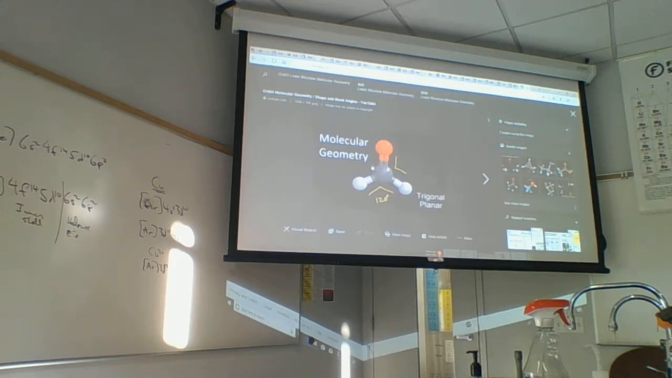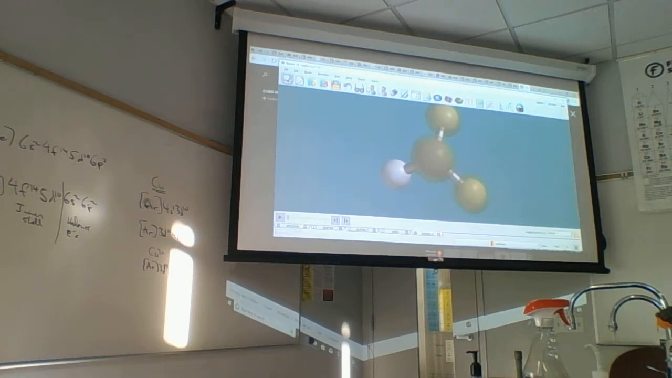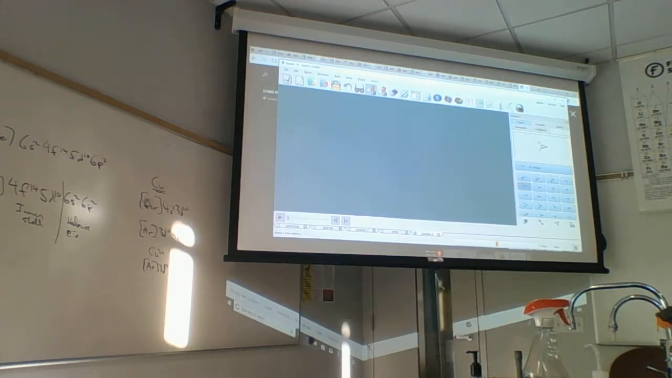You want to see how fast quantum mechanical calculations are? It depends on how sophisticated of a calculation you want. And so to build the molecule is pretty easy. This is how you build the molecule using Spartan.